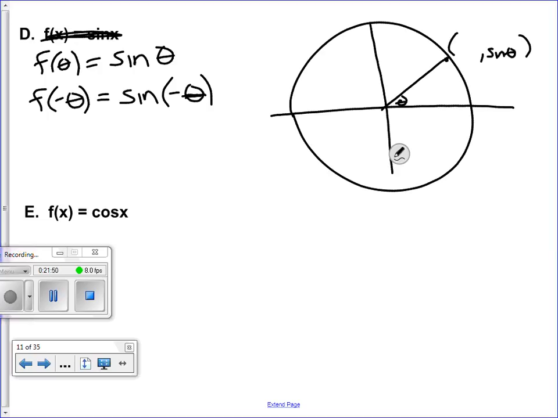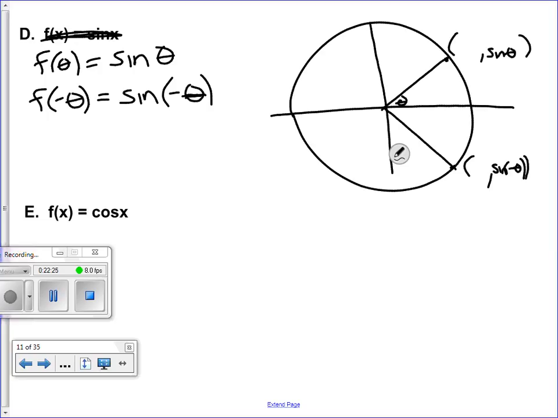What about sine of negative theta? Where would that be? Here. I would just go the other way, right? Like if you went 30 degrees, negative 30. Same rotation in the opposite direction. And so I know the y coordinate here would be the sine of negative theta. Now, the y coordinates of those two points. That's what I'm trying to say. Do you think that they're equal, opposite, or neither?